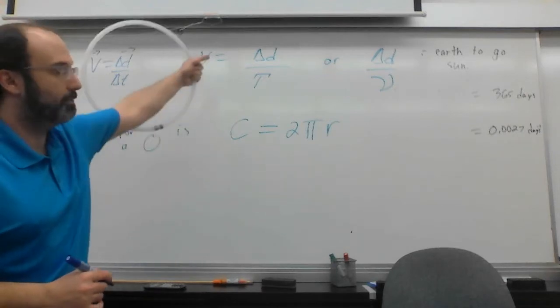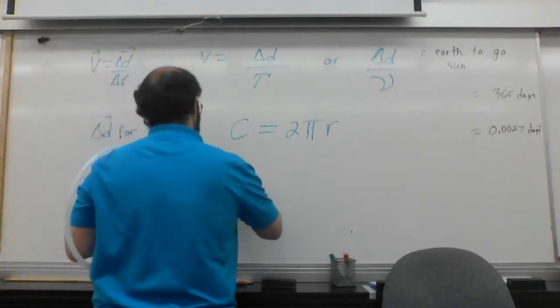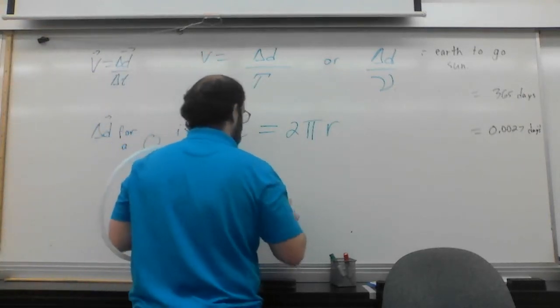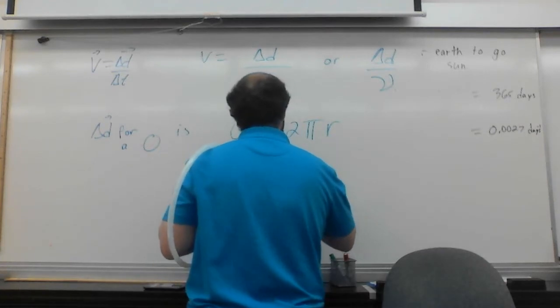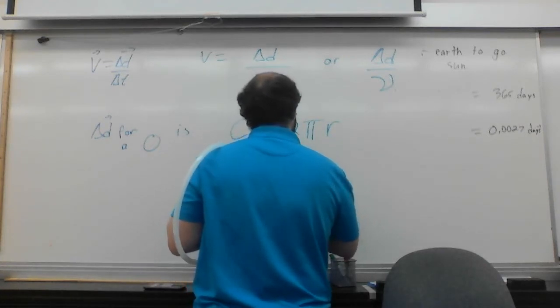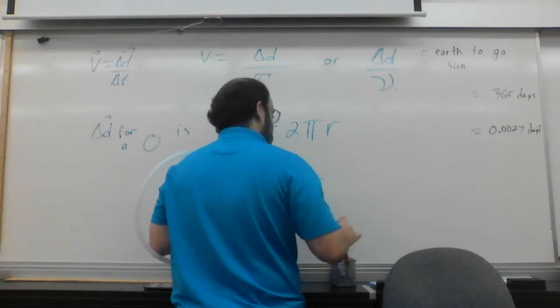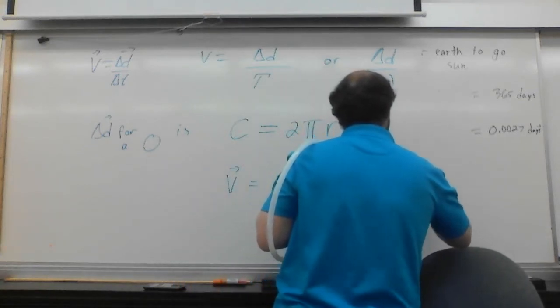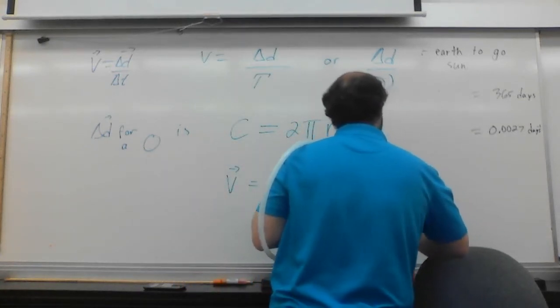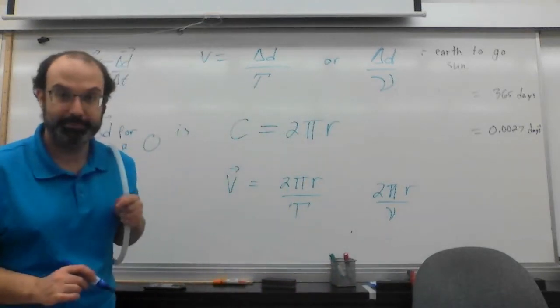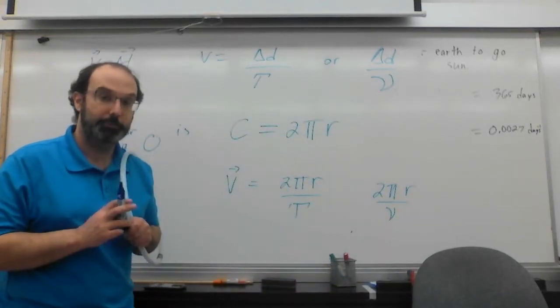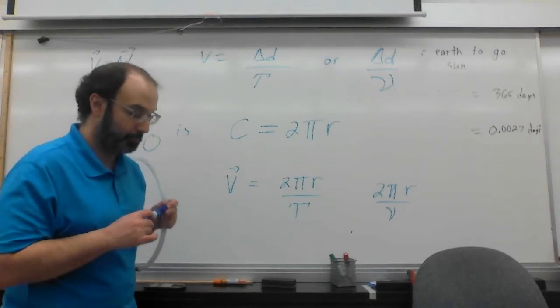So I put this with that, and what I get is that the circular velocity is 2 pi r over period, or 2 pi r over nu. That's it. We're done. What, you wanted something harder? All right, fine. Hold on.